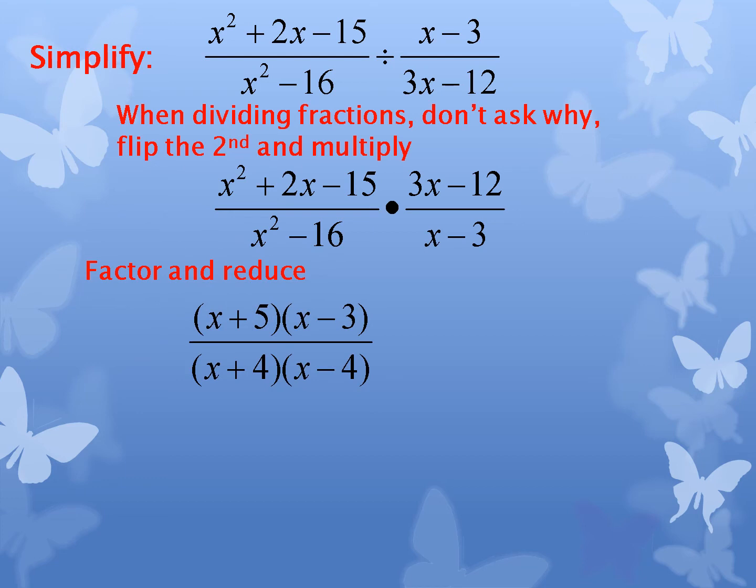Okay, let's look at the next one. Now, this is just a linear binomial, so the only thing I can factor out of the top is a 3. So I can take out a GCF of 3, and that leaves x minus 4. And then on the bottom, you cannot factor that.